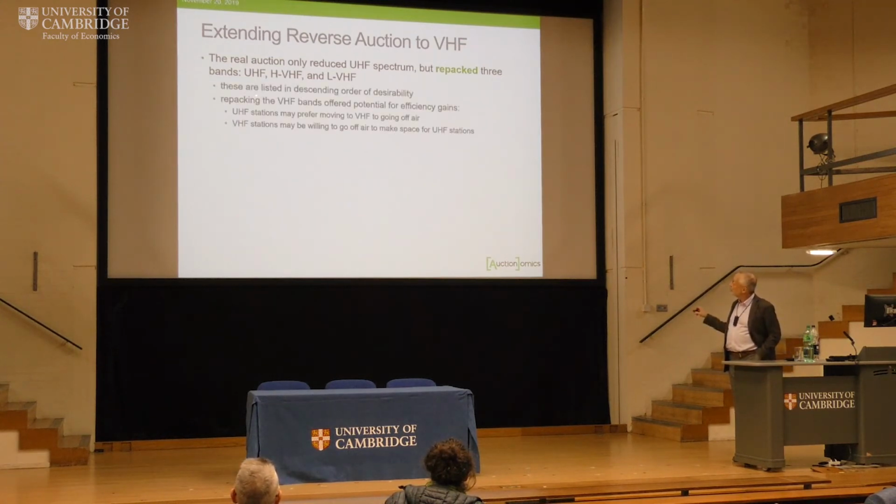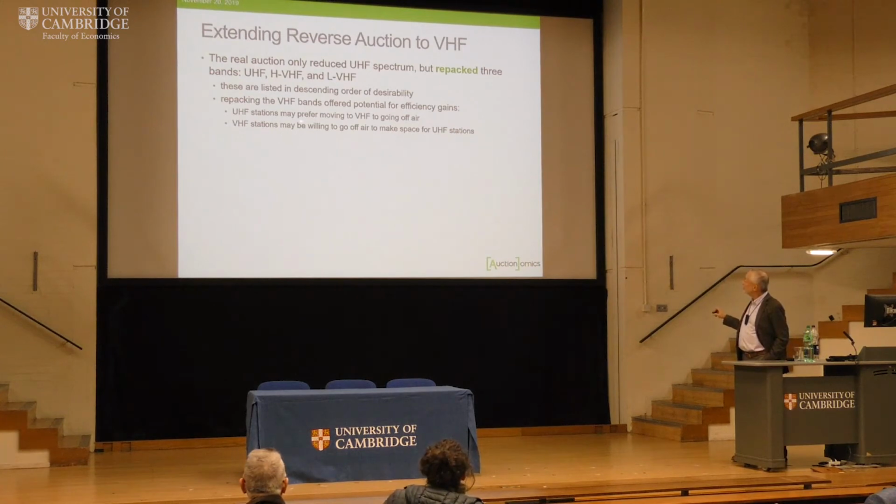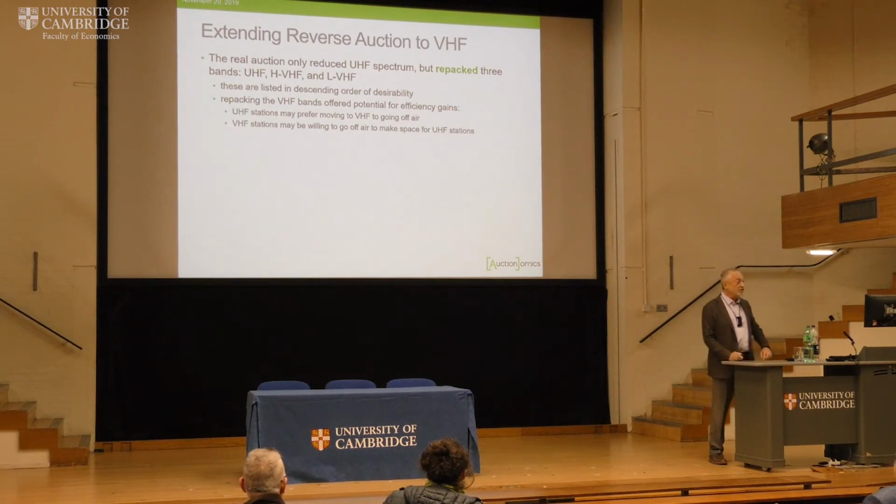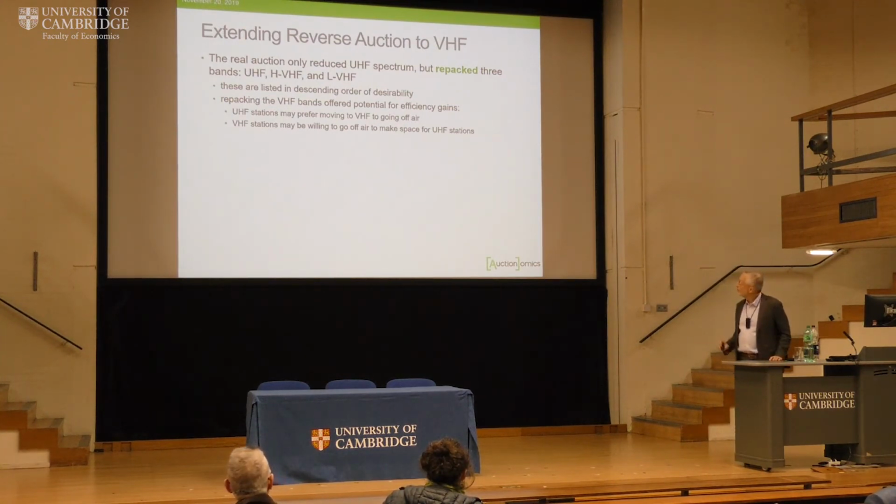And these are listed in more or less descending order of desirability in the modern era. In the modern era, when we're doing digital broadcasting, UHF is best, high VHF is second, and low VHF is worst. And UHF stations may prefer moving to VHF rather than going off air. And some of the VHF stations might be willing to go off air to make room for UHF stations. So we allowed VHF stations to participate in the auction as well.